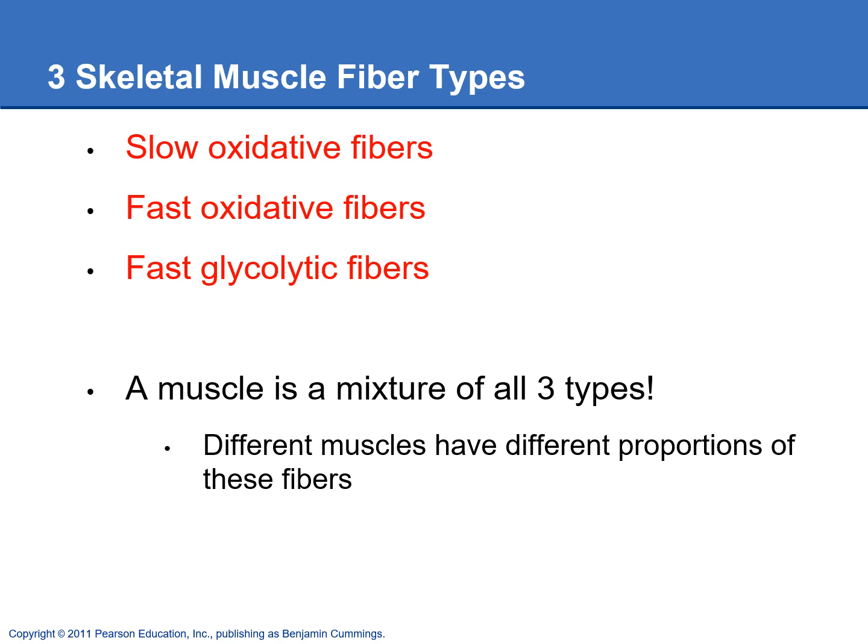So putting these terms together, we have three different types of skeletal muscle fibers. So we have slow oxidative fibers, fast oxidative fibers, and fast glycolytic fibers. And looking at a particular muscle, we are going to find all three of these types in a muscle. But different muscles are going to have different proportions of these fibers depending on the muscle that you're looking at.